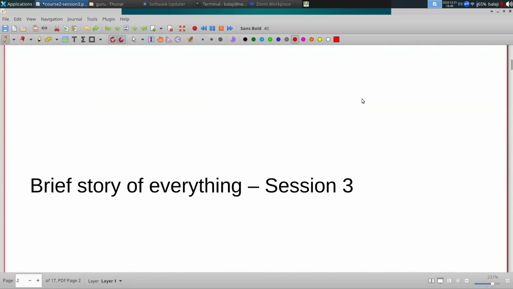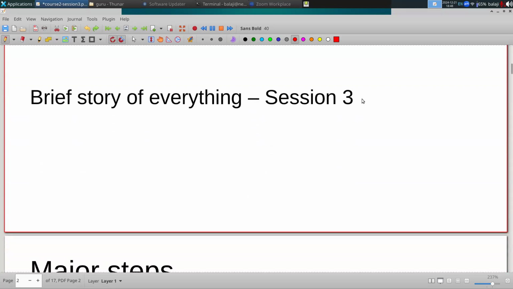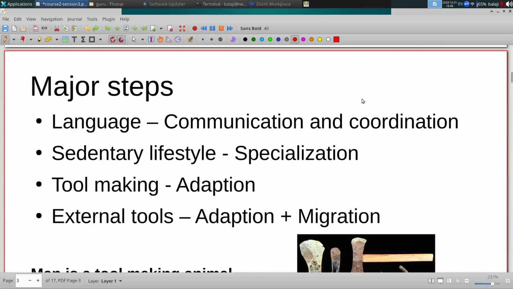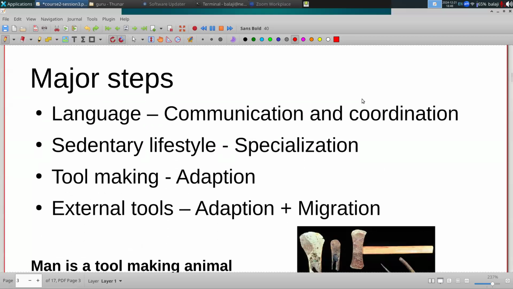So welcome back, everybody. This is session 3. We already talked about major steps that humans took while progressing to become a civilized human society. Just to recap, language is one of the major steps humans took because of vocal development. The biological development of your mouth and throat gave way to speech.